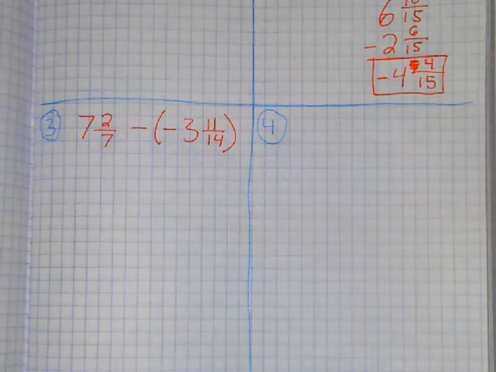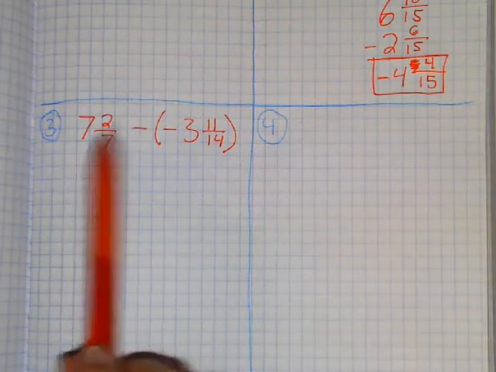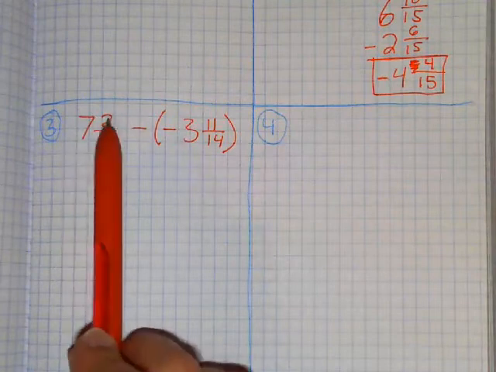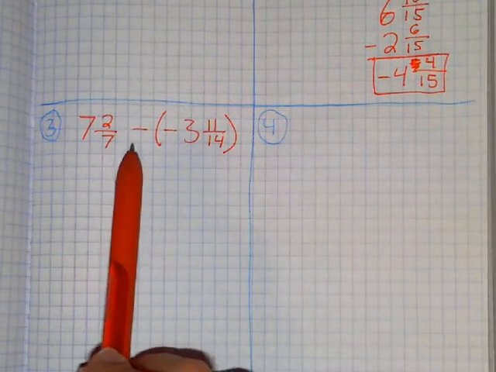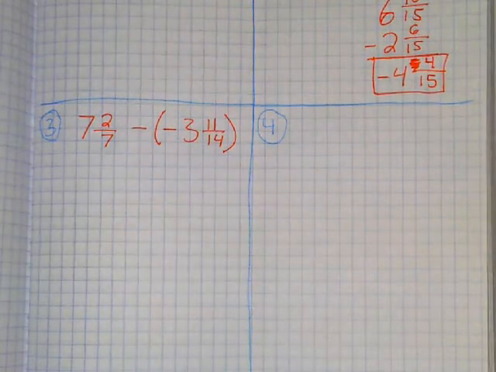So our first two examples were for addition. Our next two examples are going to be with subtraction. So problem number 3, 7 and 2/7 minus a negative 3 and 11/14. Go ahead and write that down. Hit pause if you need to.